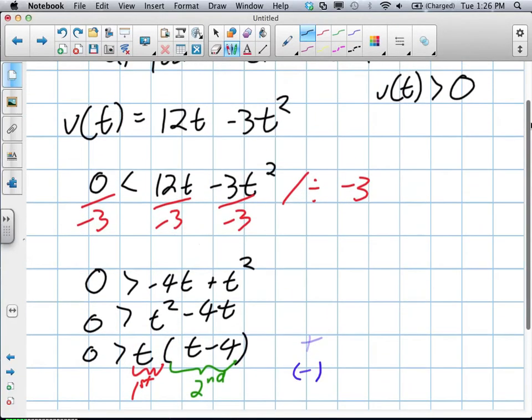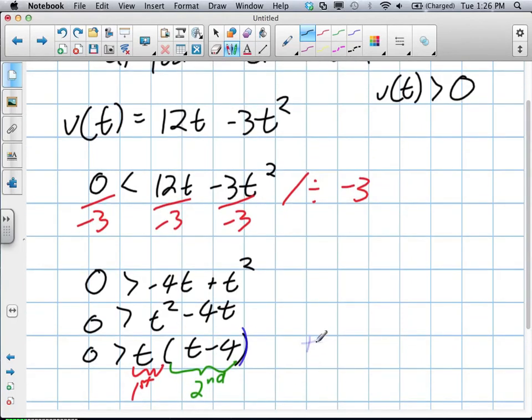Anyone remember? Positive. We're trying to figure out when this is positive. So, what will have to happen? How do I multiply to get positives? Because these are two terms multiplied by each other. Well, to get a positive answer, my first term will have to be positive. And if that's the case, my second term will have to be positive.